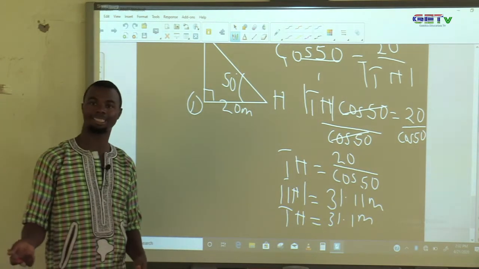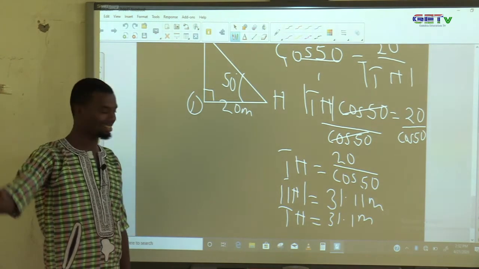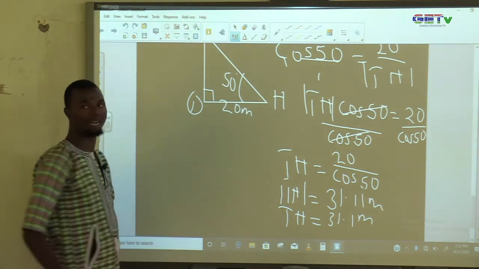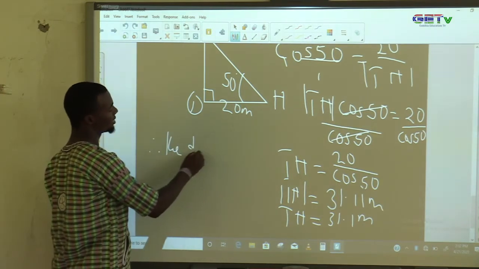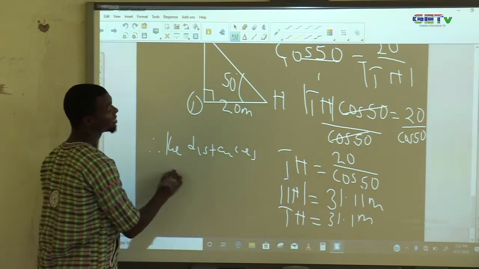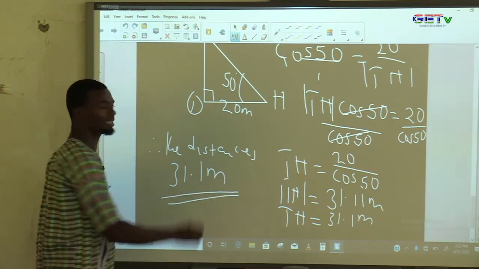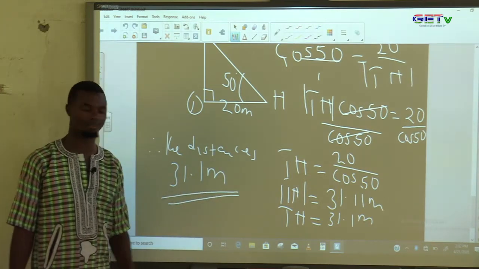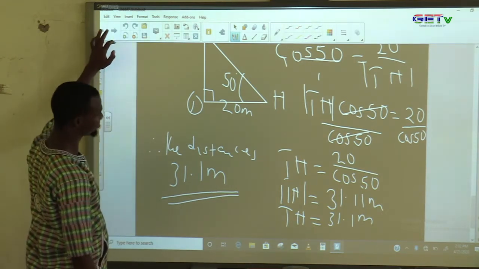What did the question ask us to find? The distance between the top of the tower and H. So that distance is the same as TH. So therefore, the distance is 31.1 meters.